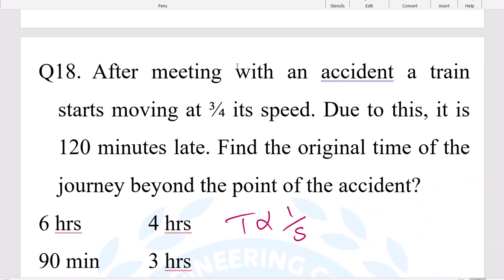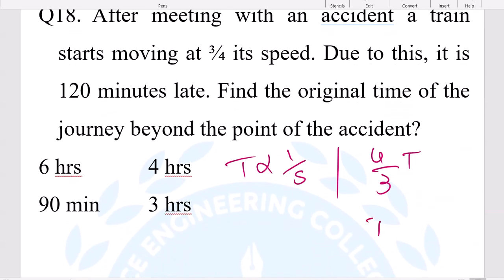Now, with that point, listen. One step you will do at least, actually no need of pen and paper also. 3 by 4th of the speed. Now the time will be 4 by 3. Why 4 by 3? Speed less, time more, inversely. Speed 3 by 4, then time will be 4 by 3. T is the original time. What is extra is T by 3. I can write this as T plus T by 3. Can I write 4 by 3 as T plus T by 3? Yes or no?